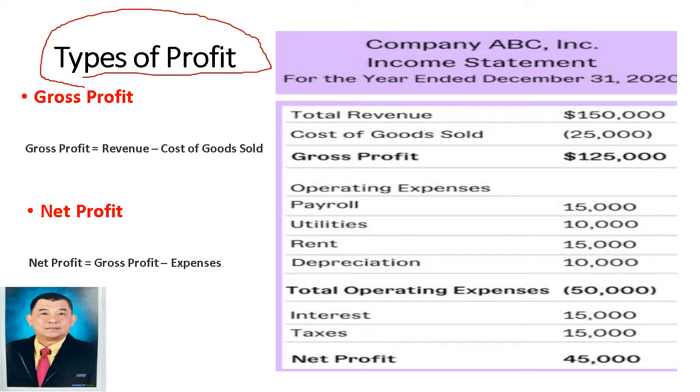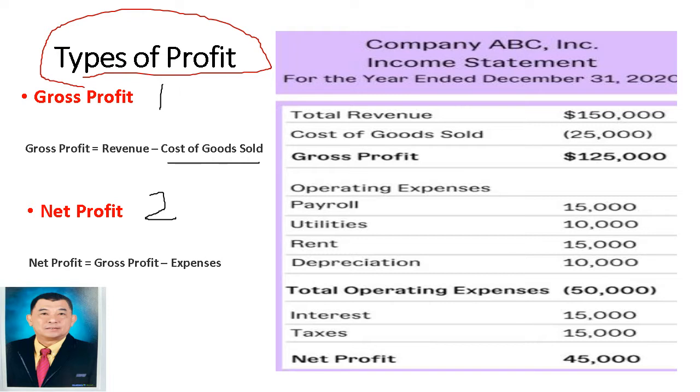Number one, we have gross profit. Number two, we have net profit. Gross profit is your business revenue minus the cost of goods sold.